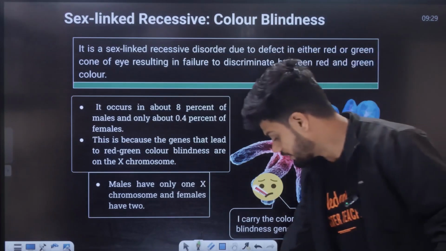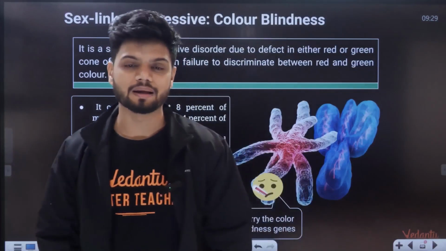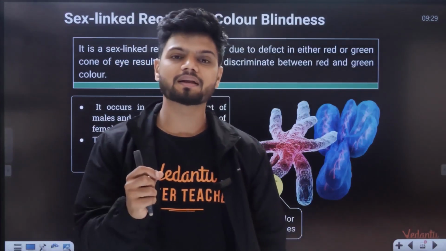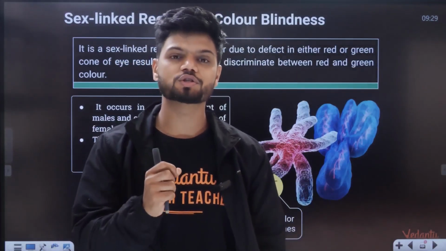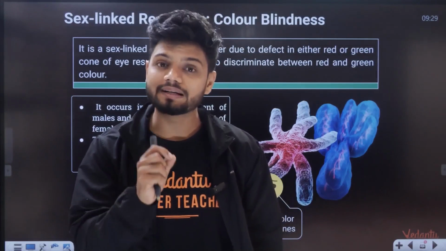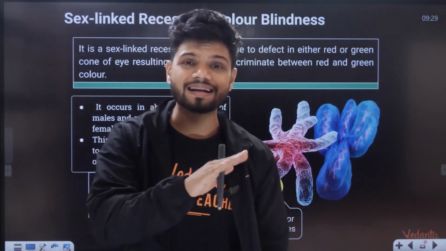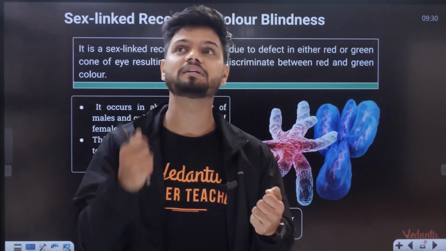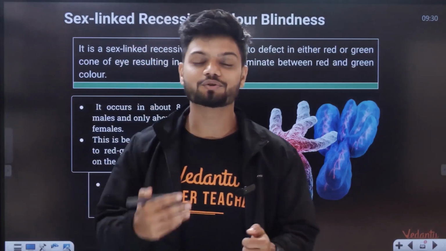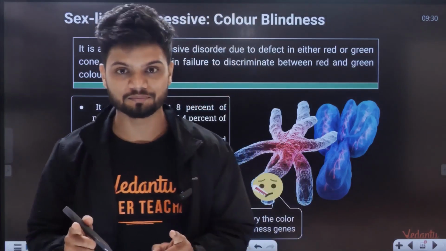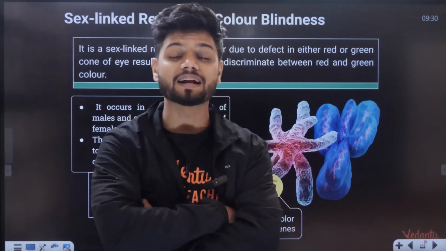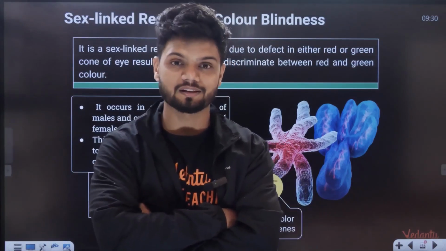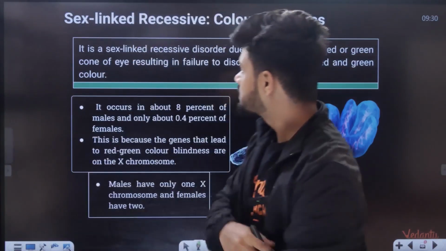Now, let's start with something called color blindness. Color blindness is a disorder, students, in which a human cannot distinguish between red and green. If they are driving, they cannot tell which is the red signal and which is the green signal, right? So they can't differentiate between red and green. That is called color blindness.